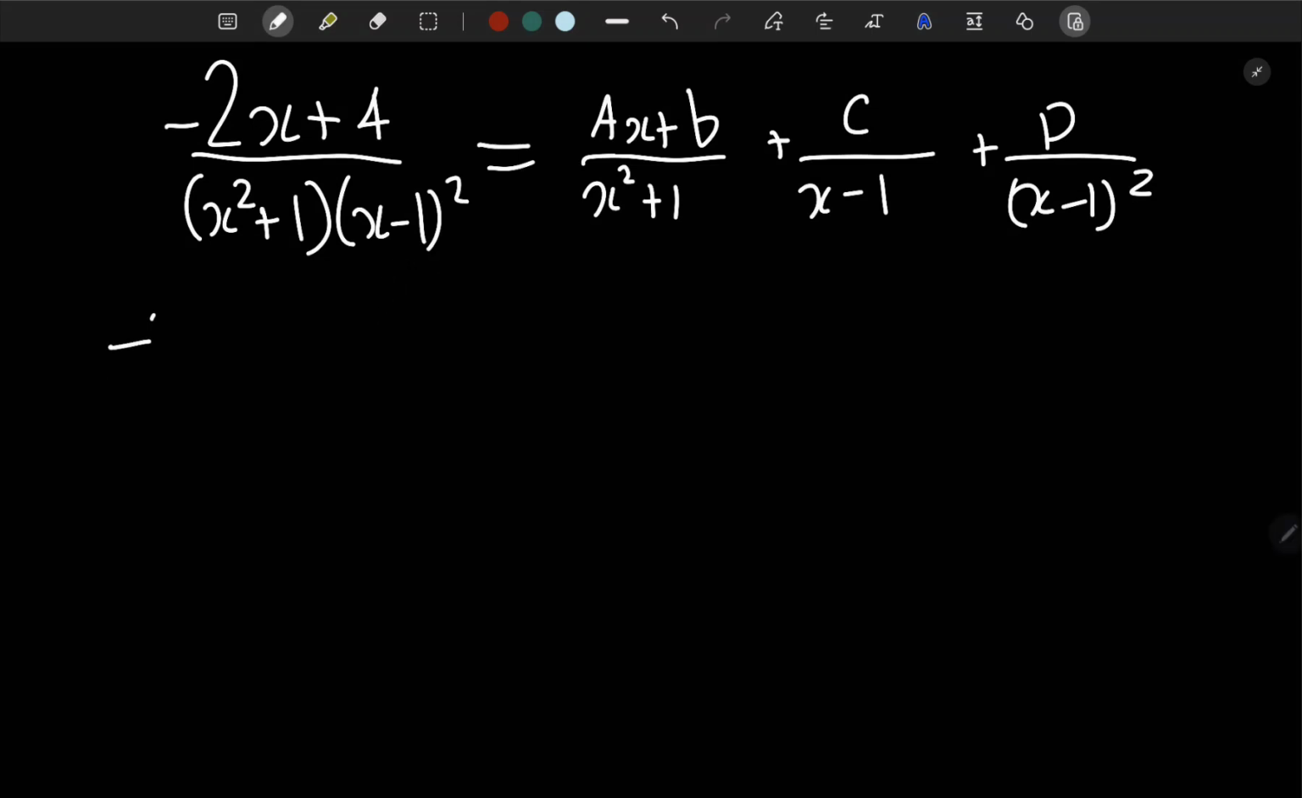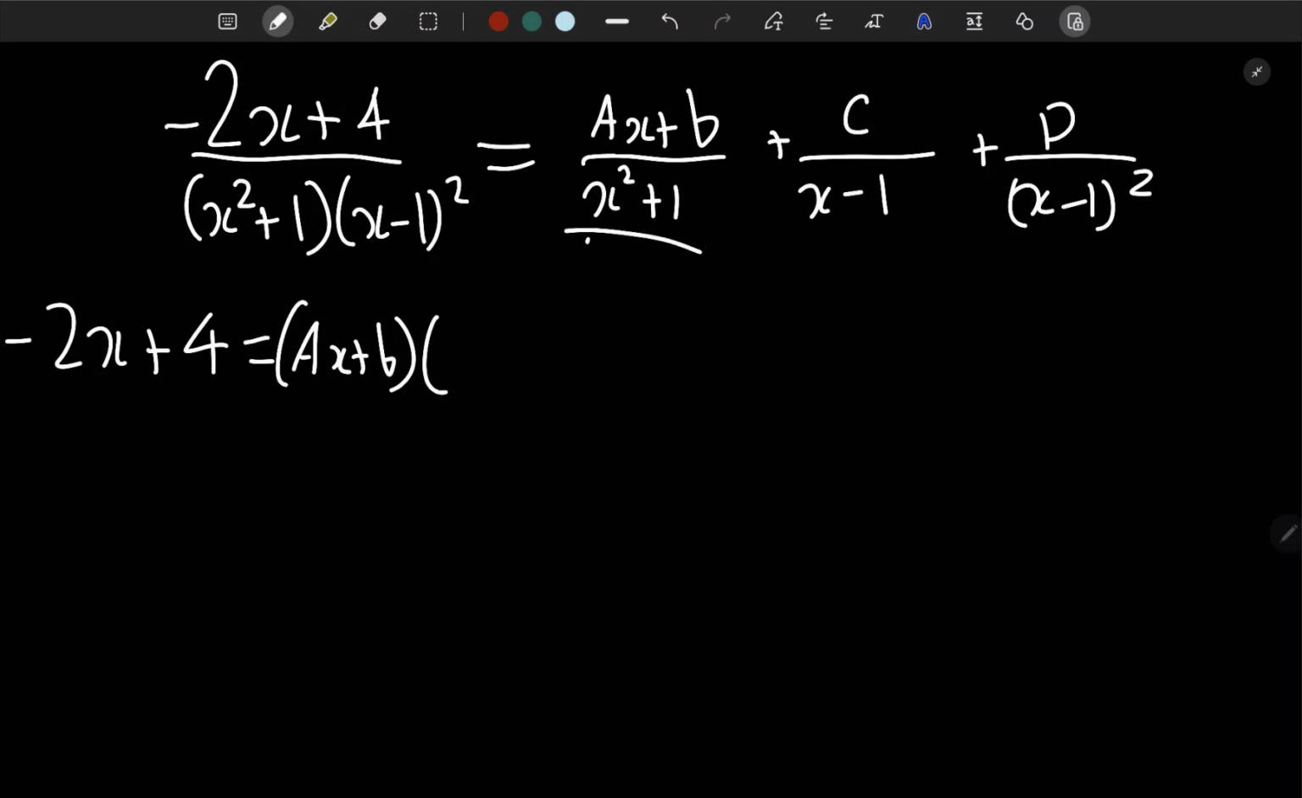So it's going to be minus 2x plus 4, and I would need more space actually. Minus 2x plus 4 is equal to a, okay, let me write the fraction, ax plus b into, now we will cover up x squared plus 1 in the denominator for this part. So what are we left with in the denominator here? It's going to be x minus 1 squared.